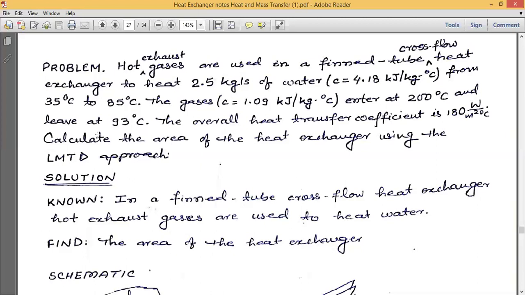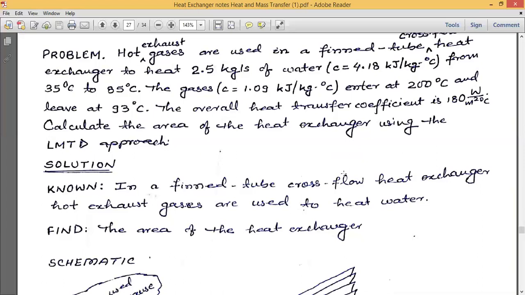Now, what is to be determined? What is to be found? What is to be calculated? The area of the heat exchanger. So in the next step, you should write find. What needs to be found? The area of the heat exchanger. In the third step, you should draw the schematic diagram.